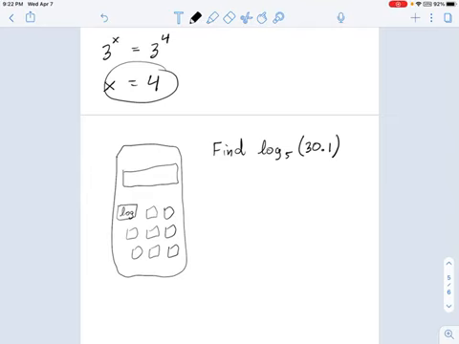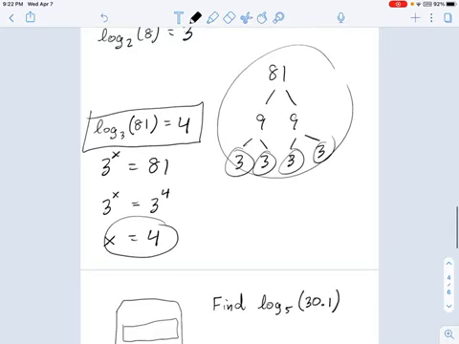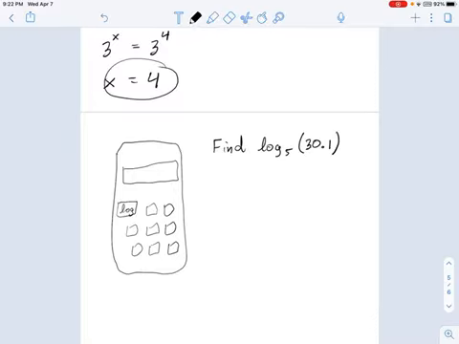So in this next example, we're going to start using calculators to find logarithms. In the previous examples, we could just do it by hand because it was something simple like 3 to the 4 equals 81. But here, the problem might say, find or evaluate log base 5 of 30.1. And as soon as you see something like this, maybe you want to change it to an equation first, right? You say 5 to the x equals 30.1.